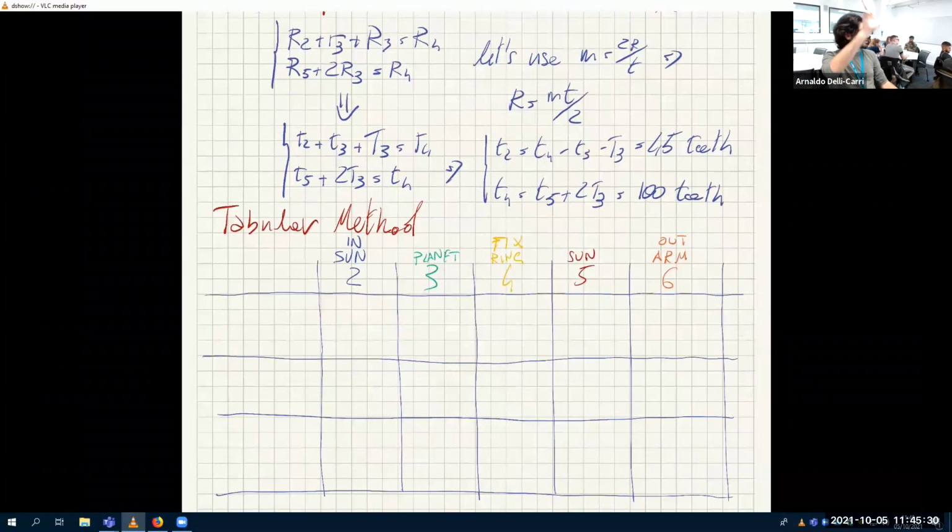So the 3 operations are very easy. The first one is fix the carrier, fix the arm. What happens if you fix the arm? Nothing revolves. Well, just rotate. Yes, exactly. Nothing revolves, it just rotates. You are transforming an epicyclic gear train into a compound gear train. So there is no epicyclic anymore because you're fixing the arm.